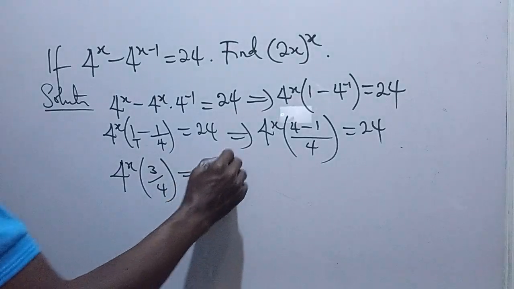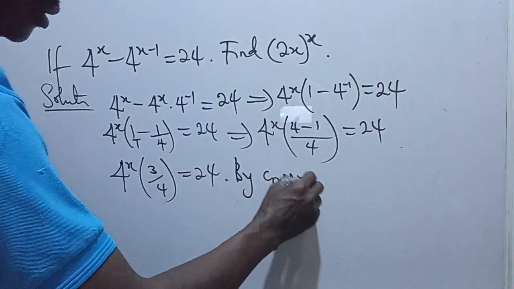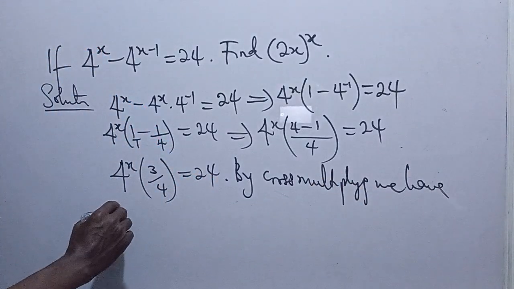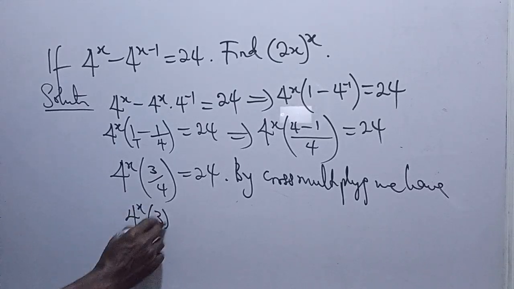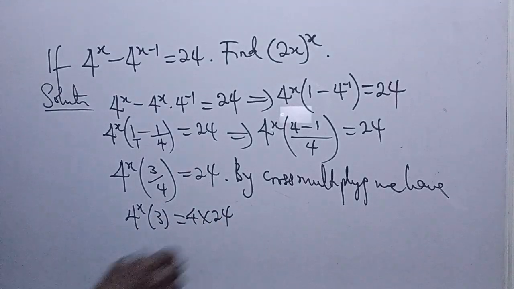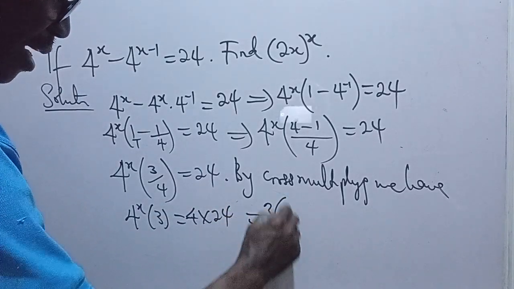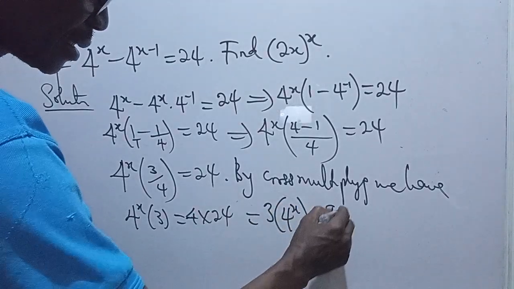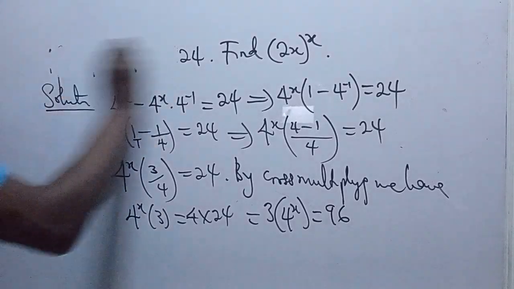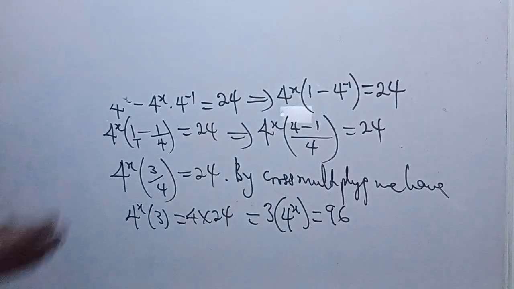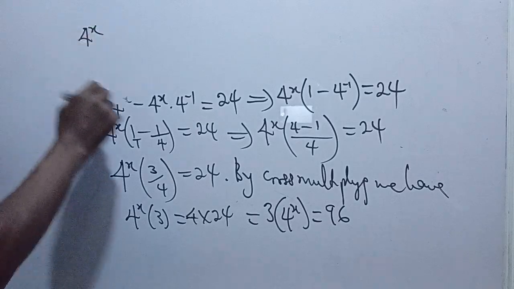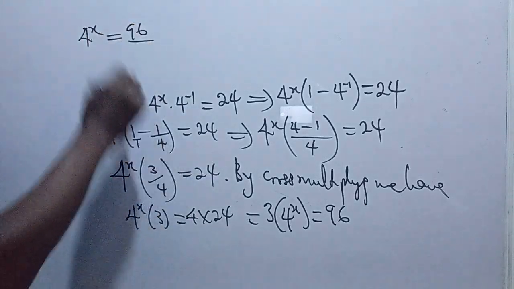So by cross multiplying, we have 4 raised to power x times 3 is equal to 4 times 24. I hope that is clear. That will be 3 into 4 raised to power x is equal to 96. To get 4 raised to power x out, we divide both sides by 3. So 4 raised to power x will now be equal to 96 all over 3.